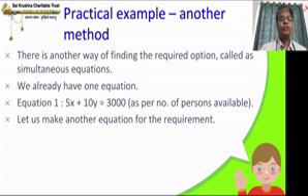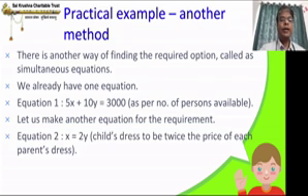Yes, I am sure most of you would have got it. It is x equal to 2y. If x is 200, y is 100. That is, twice the value of the parent's dress will be the child's dress.